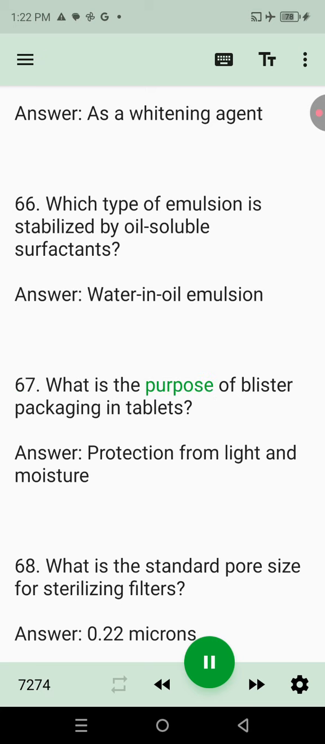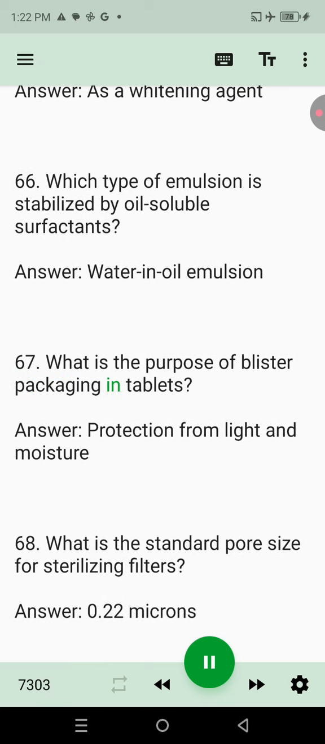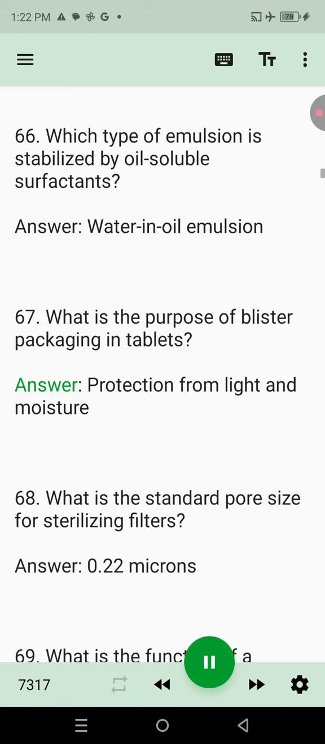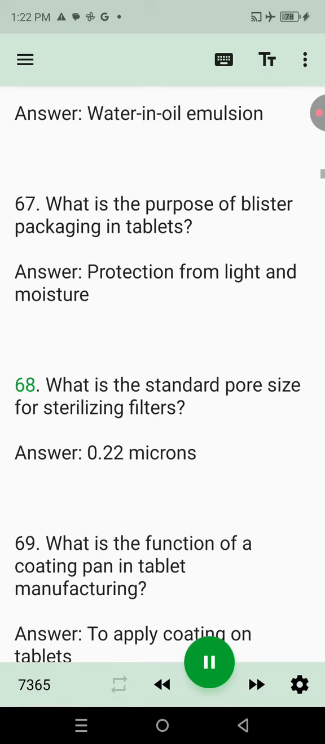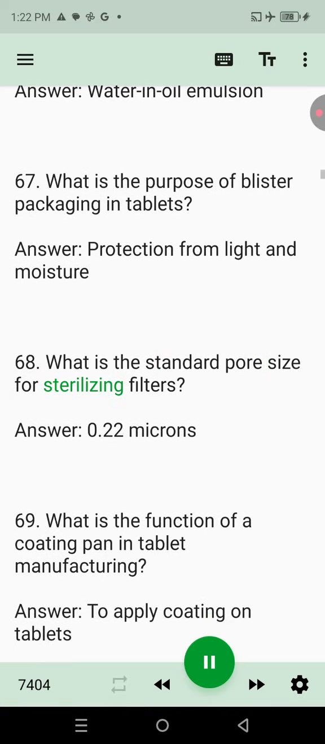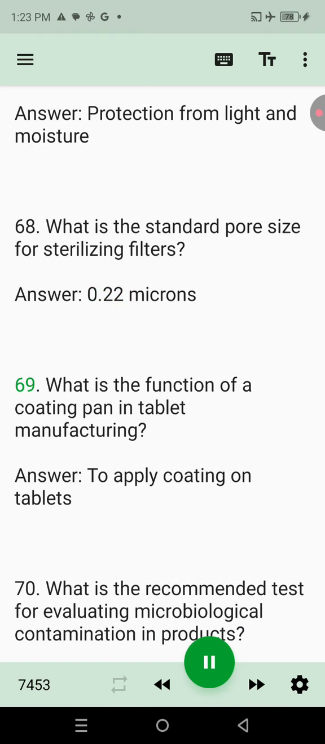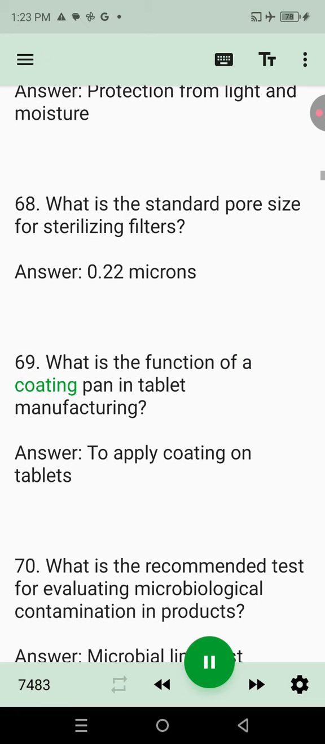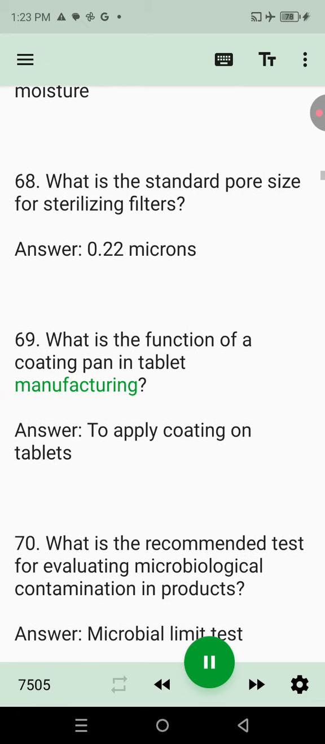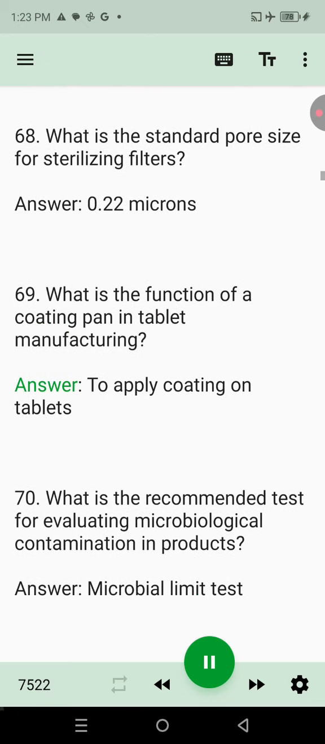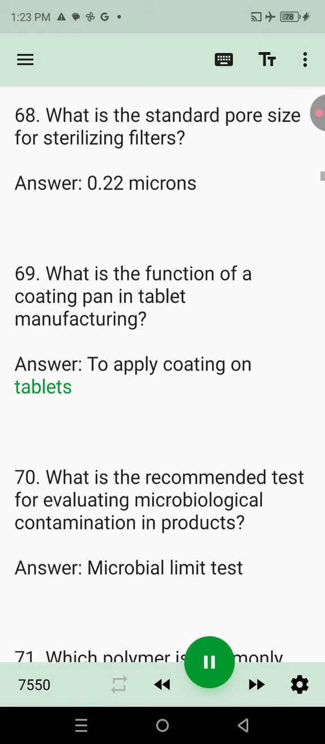67. What is the purpose of blister packaging in tablets? Answer: protection from light and moisture. 68. What is the standard pore size for sterilizing filters? Answer: 0.22 microns. 69. What is the function of a coating pan in tablet manufacturing? Answer: to apply coating on tablets.